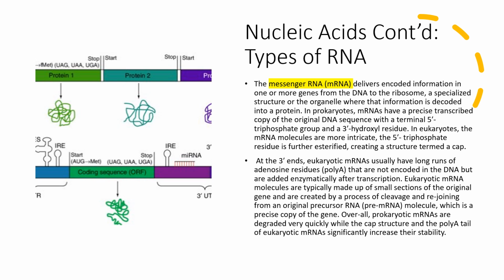Eukaryotic mRNA molecules are typically made up of small sections of the original gene and are created by a process of cleavage and rejoining from an original precursor RNA, which is the pre-mRNA molecule, a precise copy of the gene. Overall, prokaryotic mRNAs are degraded very quickly, while the cap structure and the poly-A tail of eukaryotic mRNAs significantly increase their stability.